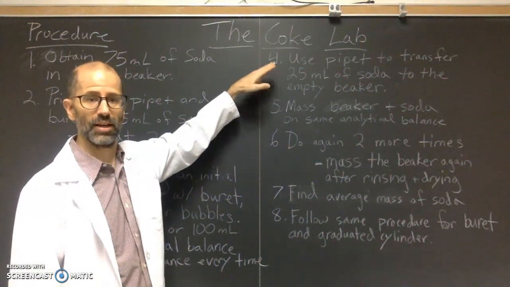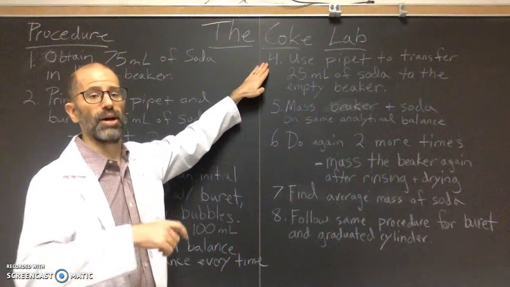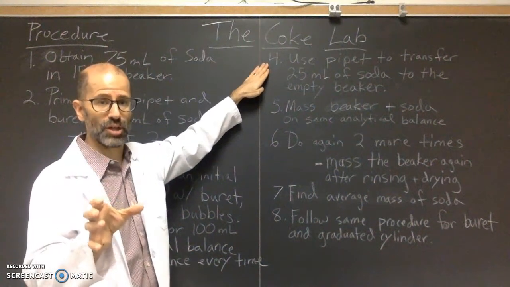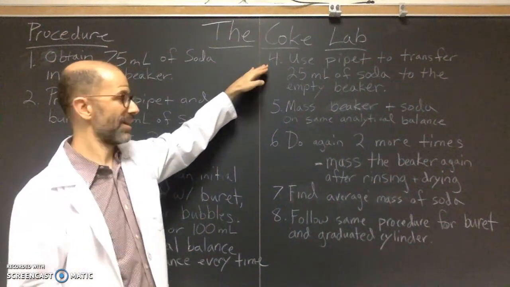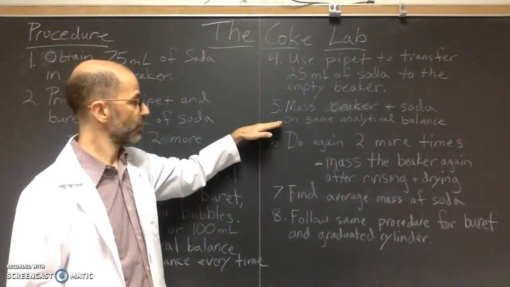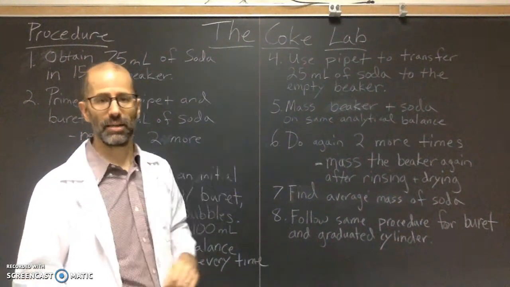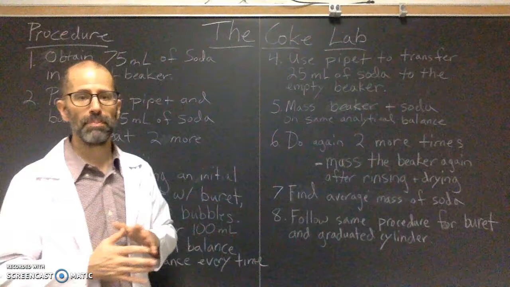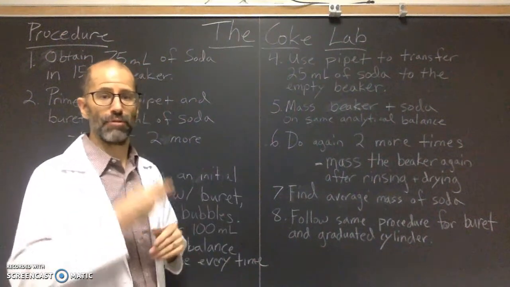Okay, and then you're going to, again, before you do it a third time, you have to get the mass of the empty beaker a third time, and then transfer 25 milliliters using your pipette to the empty beaker, and then get the mass again. So for the pipette alone, you should have 3 trials.